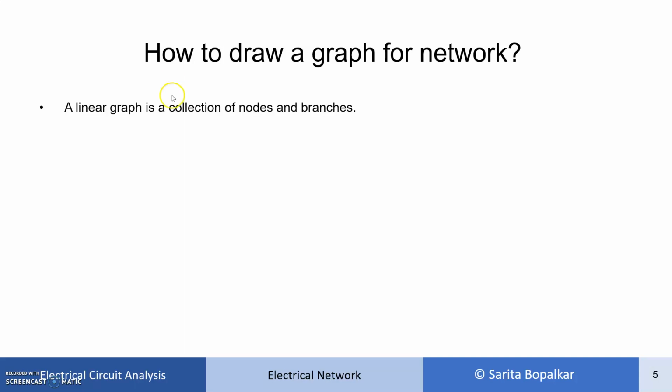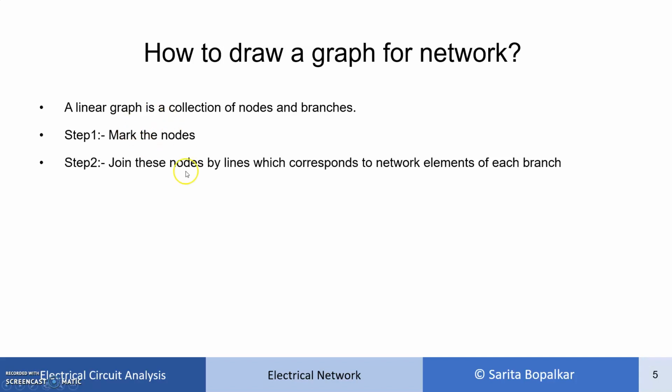Now, let's study how to draw a graph for a given network or circuit. A linear graph is a collection of nodes and branches. So the first step to draw a graph of a network is to mark all the nodes in a circuit. Then the second step is to join these nodes by a line which corresponds to a network element of each branch. Means what? These nodes we are connecting by a line which corresponds to a network element, which is nothing but a branch.